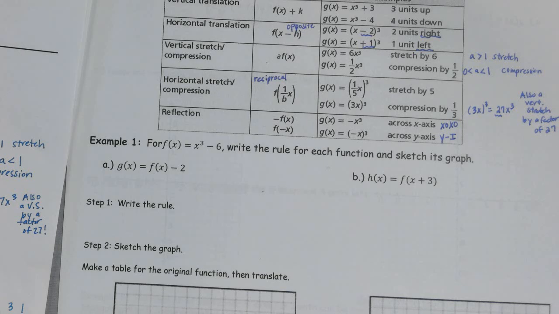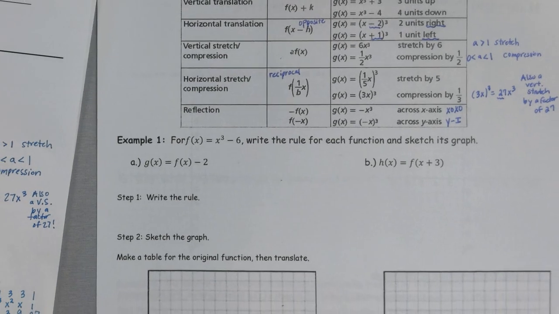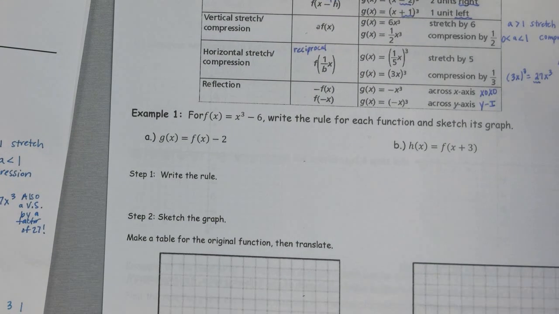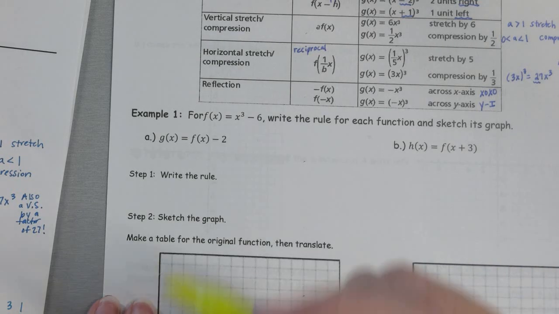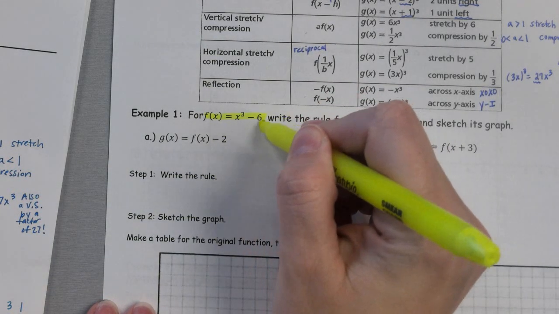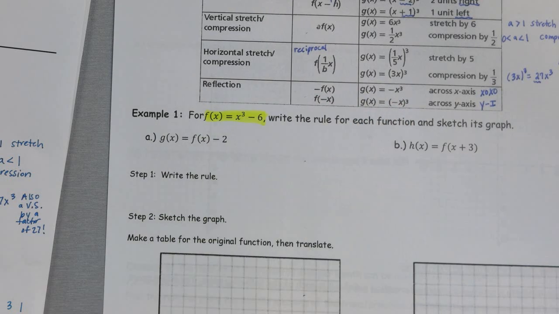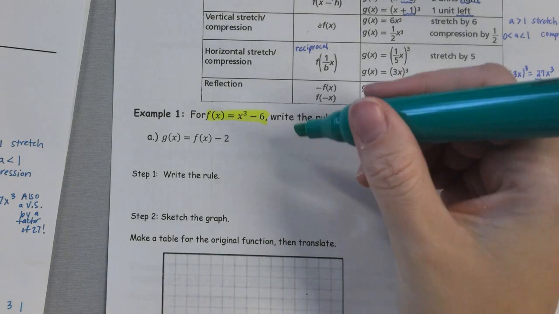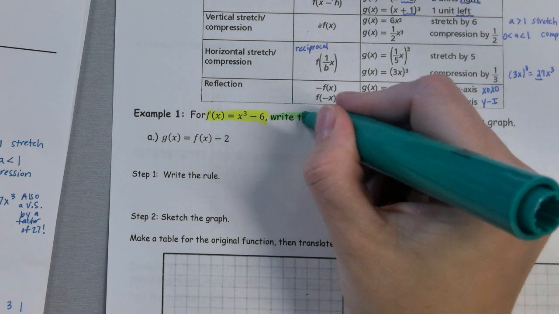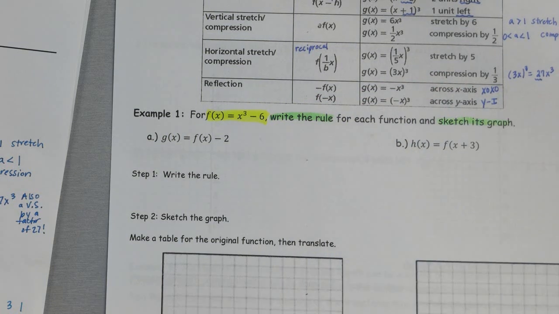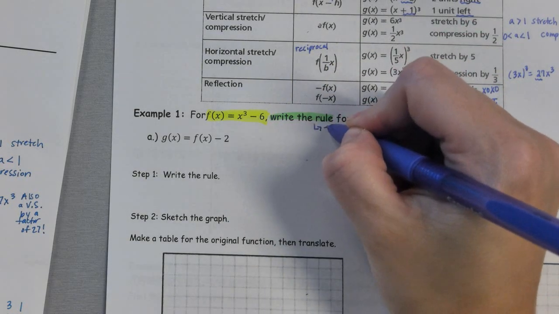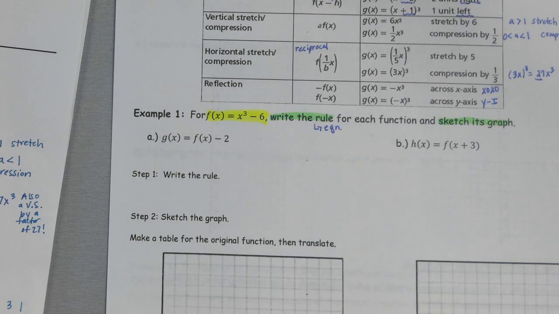Okay, so today we're going to focus on the graphs and we're going to focus on the equations. Okay, so the first one says, for f of x equals x cubed minus 6, write the rule for each function and sketch its graph. Do you guys remember what a rule is? It's really just another way to say to write the new equation. Okay, so write the rule means you're going to be writing an equation, a function.